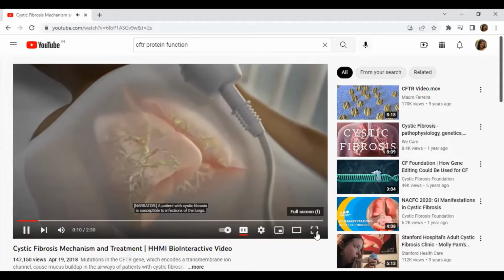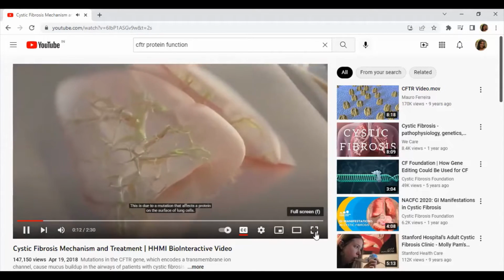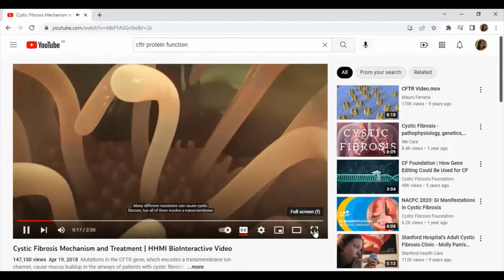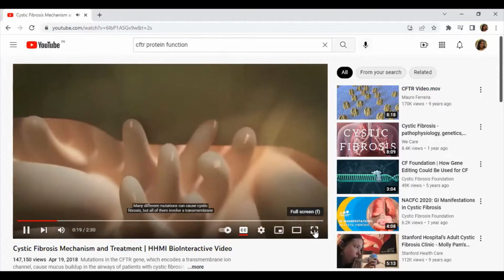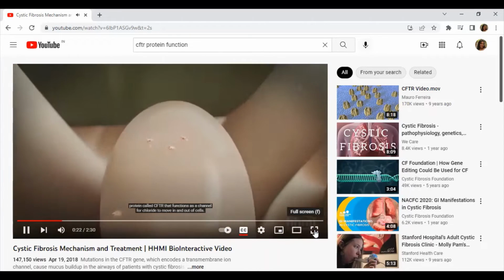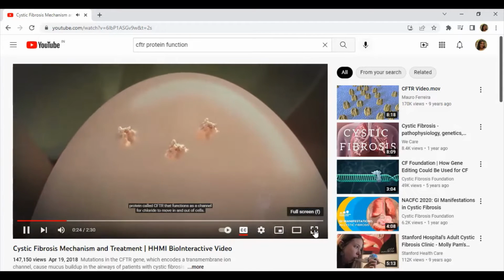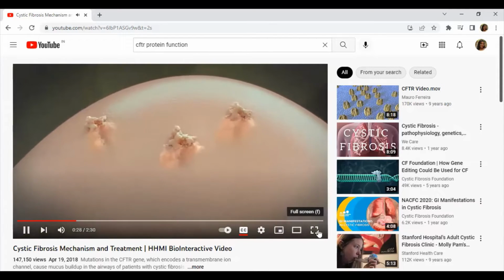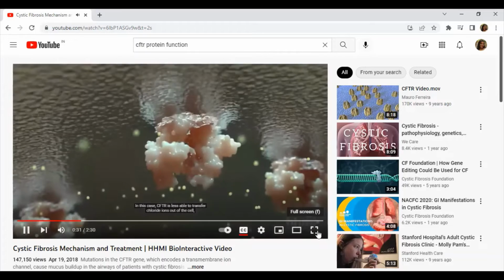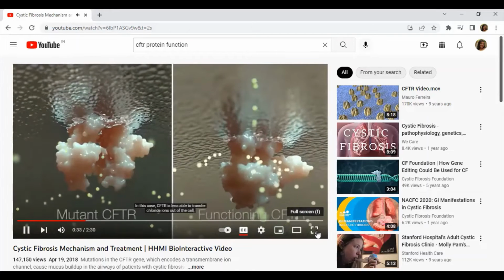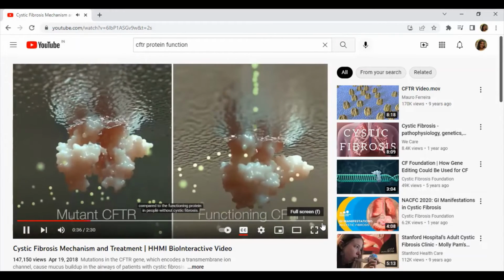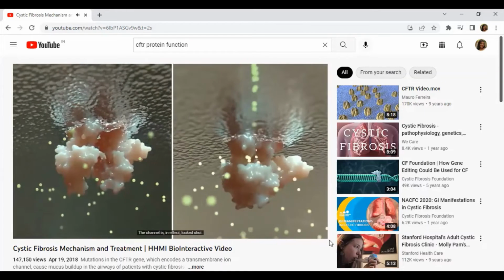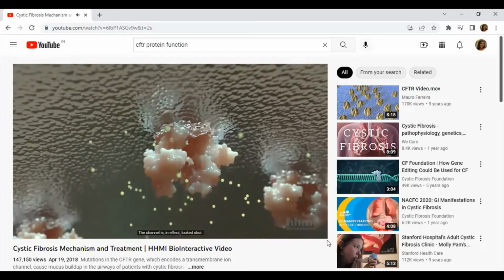A patient with cystic fibrosis is susceptible to infections of the lungs. This is due to a mutation that affects a protein on the surface of lung cells. Many different mutations can cause cystic fibrosis, but all of them involve a transmembrane protein called CFTR that functions as a channel for chloride to move in and out of cells. In this case, CFTR is less able to transfer chloride ions out of the cell compared to the functioning protein in people without cystic fibrosis. The channel is, in effect, locked shut.